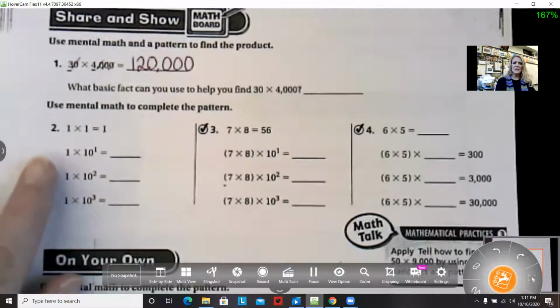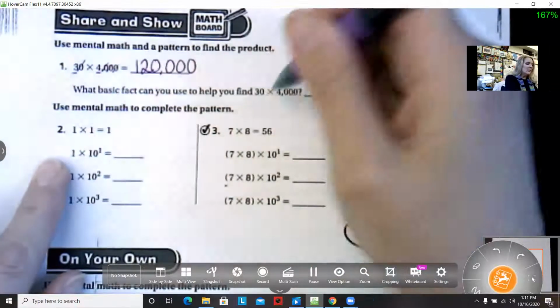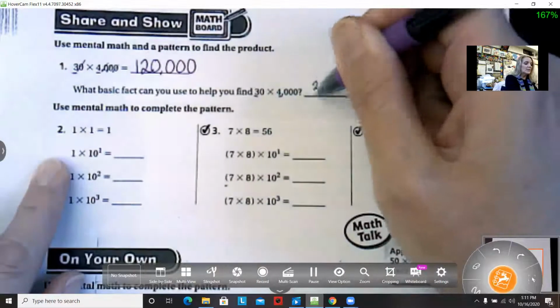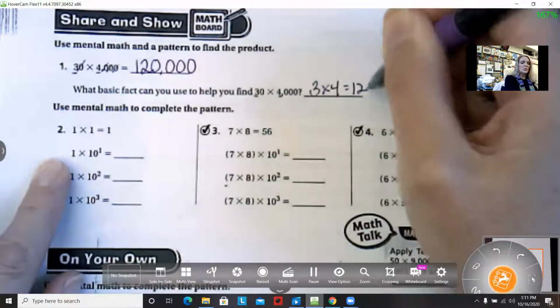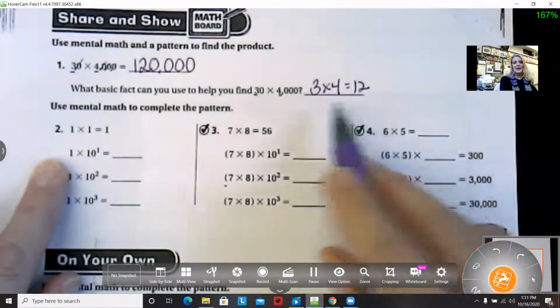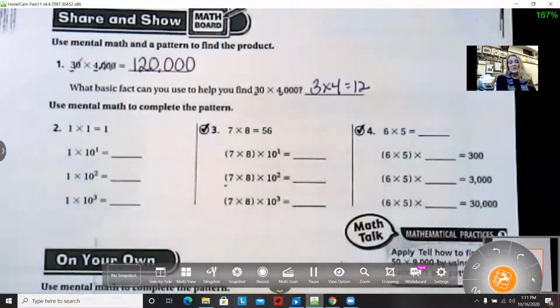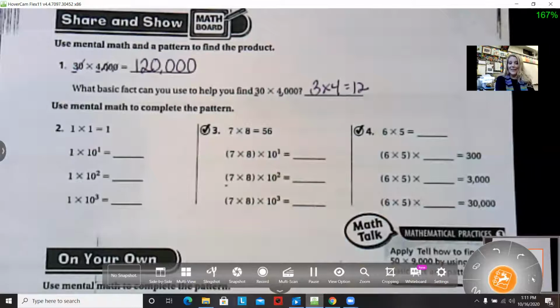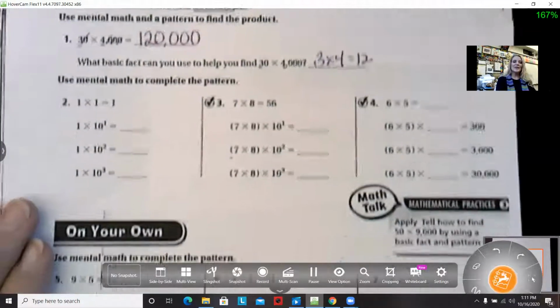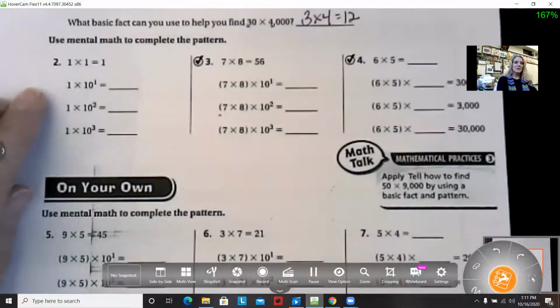And it says here, what basic fact can help you find that? Well, we just take the 3 times 4 and that equaled 12. That's the basic fact to help us because everything else after that, you just add zeros to it. And that is our lesson for today. How easy is that?